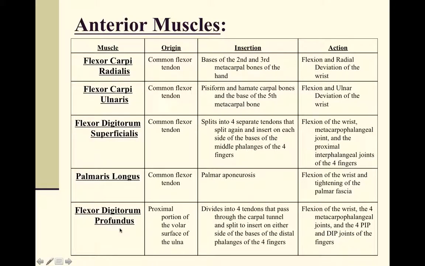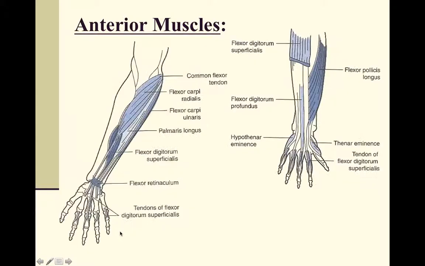The flexor digitorum profundus, okay, this is a deeper muscle. It's going to start on the proximal portion of the ulna, so a little bit more distally than the common flexor tendon. Just like the superficialis divides into 4, okay, it goes through the carpal tunnel and then splits and goes to all 4 fingers. This one is the one that acts on those DIP joints. So that's why we have 2 different muscles going to the fingers.